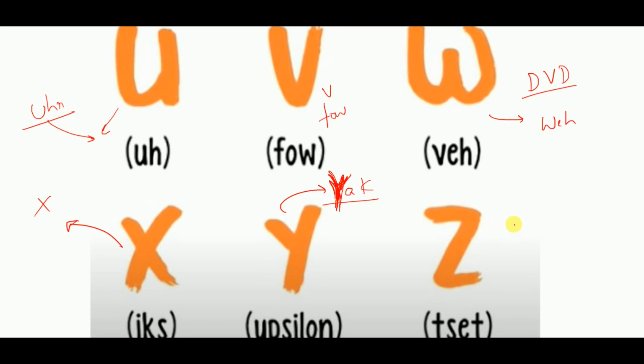Then comes Z. It is written as Z, but you better call it as Tset. Something like Zet. The first T needs to be given some extra emphasis. Tset. I think we have so many words with that. Words starting with Z, with T.